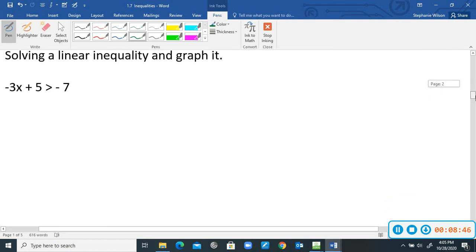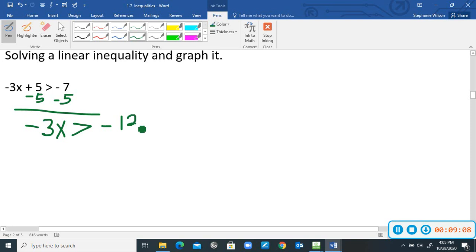So I would like to solve this one here. Let's solve for it. So what we need to do is subtract the 5 from both sides. So now I got negative 3x is greater than negative 7 minus 5, which is negative 12. And we've got to get a positive 1 coefficient on x, so we have to divide by the negative 3. Since we're dividing by a negative, it actually flips the inequality. Negative divided by negative is positive. 3 goes into 12 4 times.